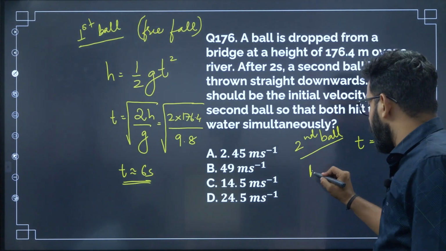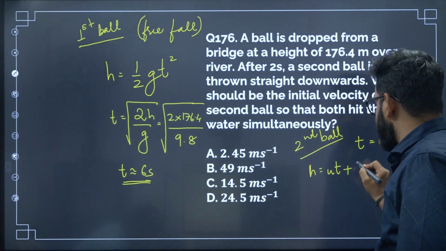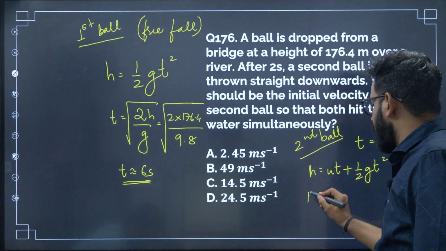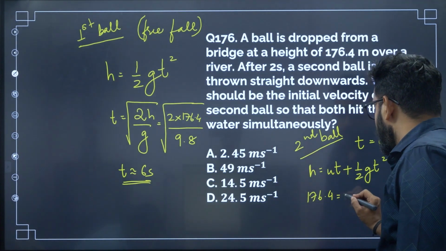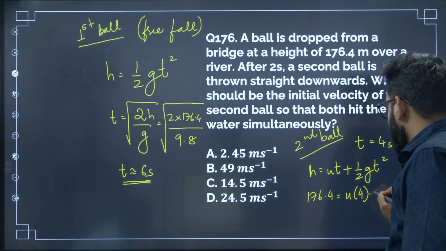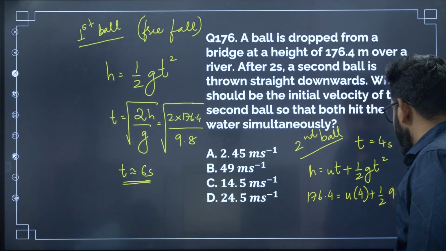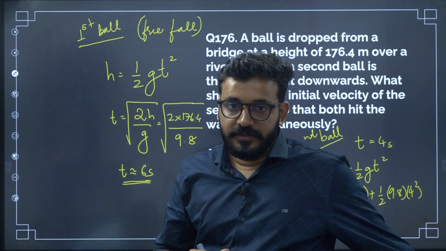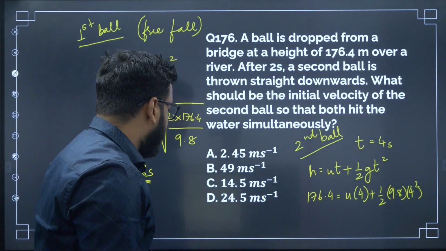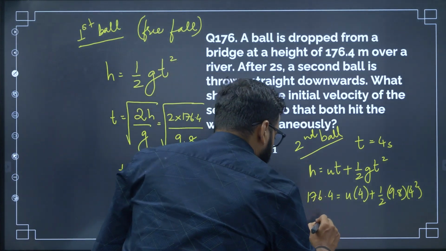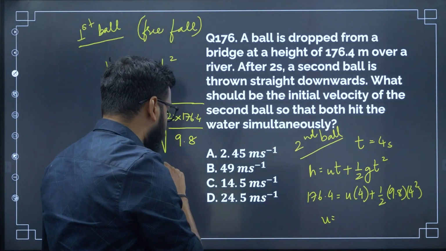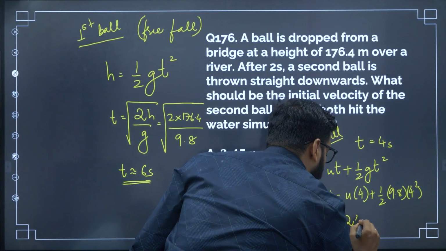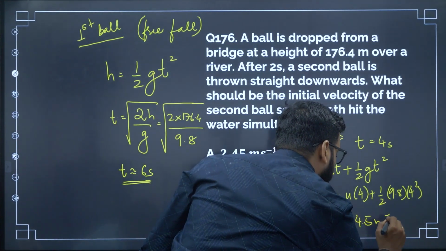So you can use the formula h is equal to ut plus half gt square. Substitute all the values, that is 176.4 equals u into 4 plus a half 9.8 into 4 square. Okay, so you can solve this and find u ultimately. If you solve this correctly, approximately it's going to be 24.5 meter per second.